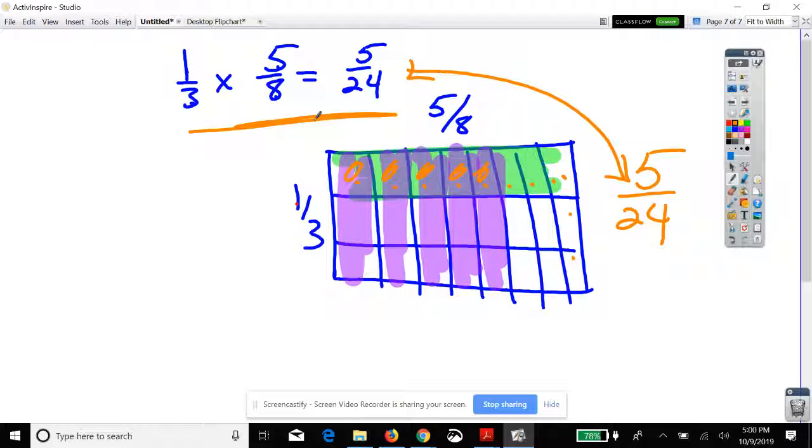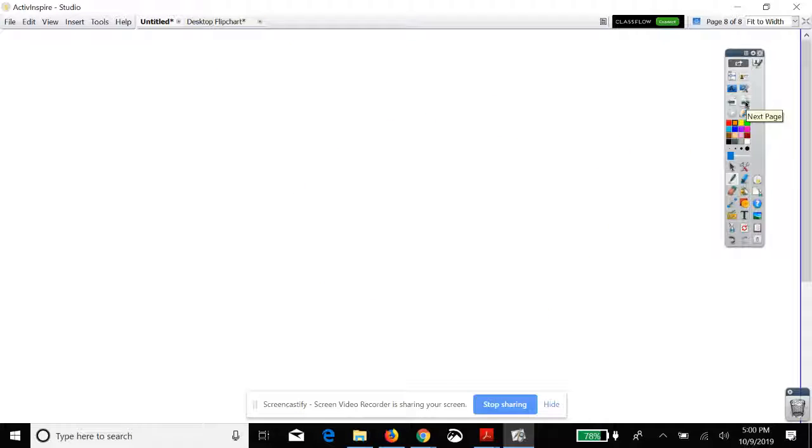The traditional way is easier than the area model, but not as fun, I don't think. So, okay, multiplying fractions with the area model.